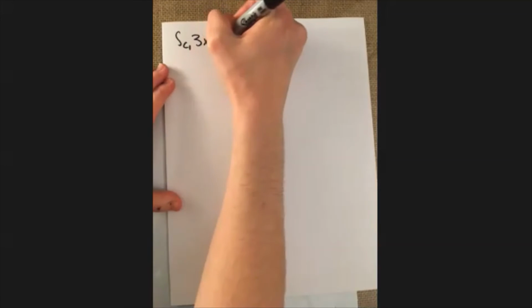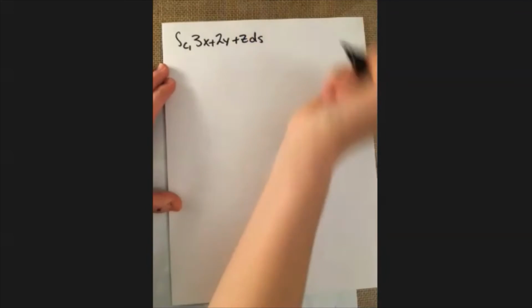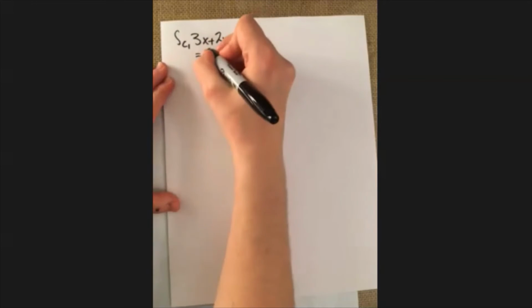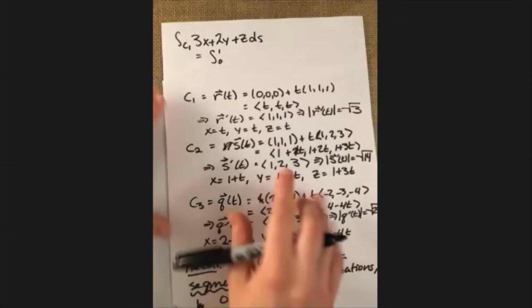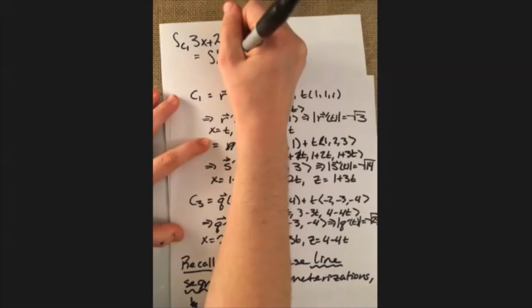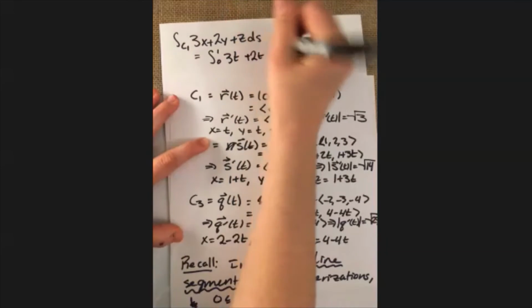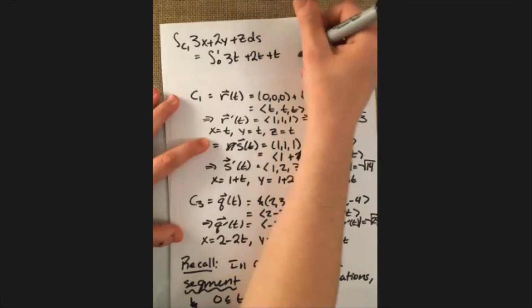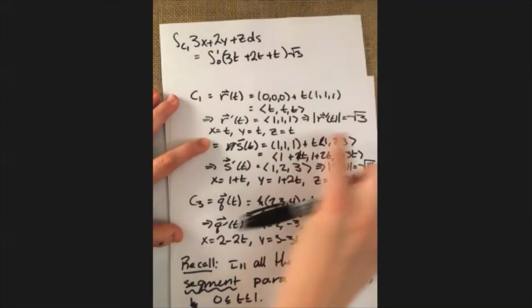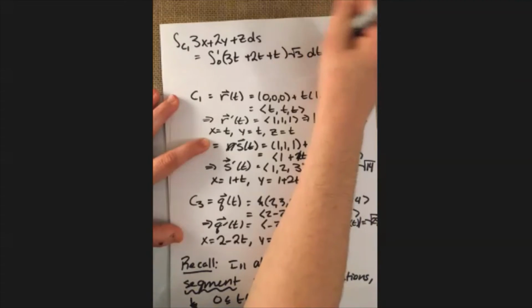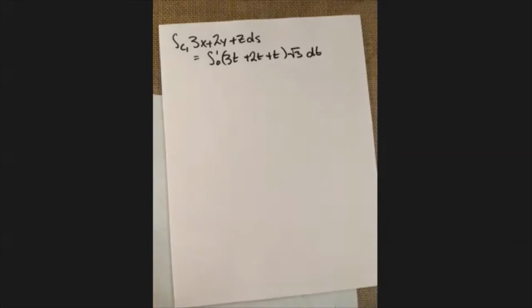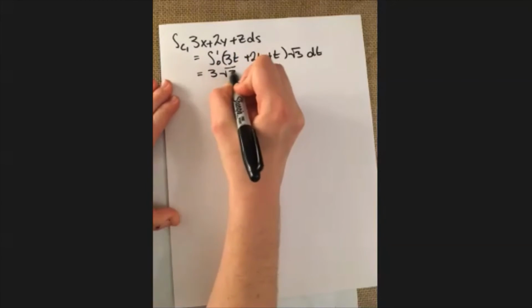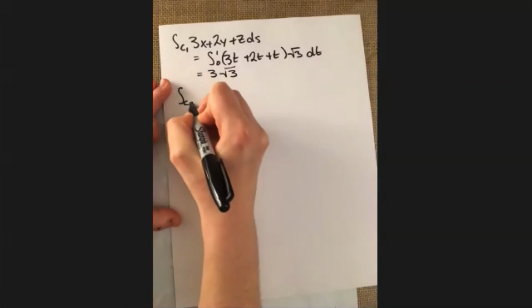Okay, so we had our integral over C1 of 3x plus 2y plus z, and then this is little ds. And rearranging this, we set our bounds for t were between 0 and 1. Going back to this page right here, we see that x was equal to t. So I have 3t plus 2t plus t. And then this is times √3 dt. Okay, so integrating that, what you get at the end will be 3√3. All right, let's do the next one.